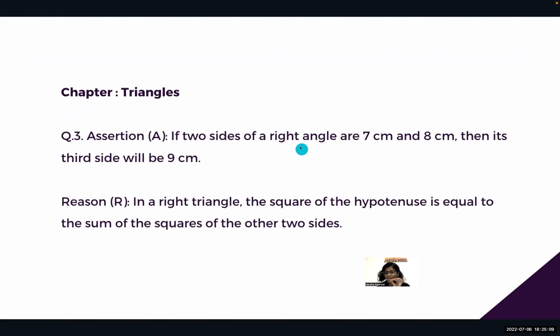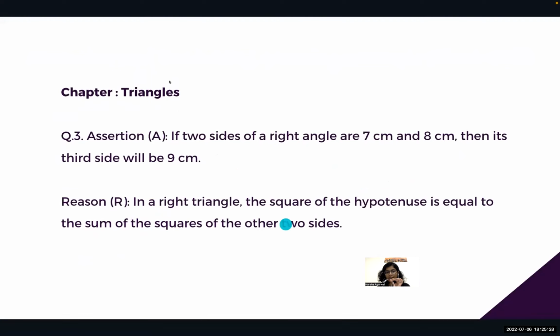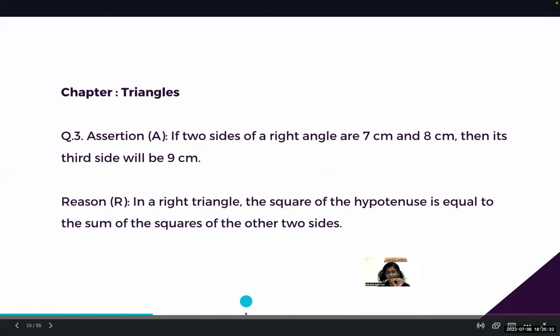Another question I took from the chapter triangles. You can read the question on the screen. If two sides of a right angle triangle are 7 centimeter and 8 centimeter, then its third side will be 9 centimeter. And here is the reason which is given. Again, you have to present the options for the MCQs in the same format. So this is another assertion and reasoning question for the triangles chapter, for all the mathematics teachers, standard 10.